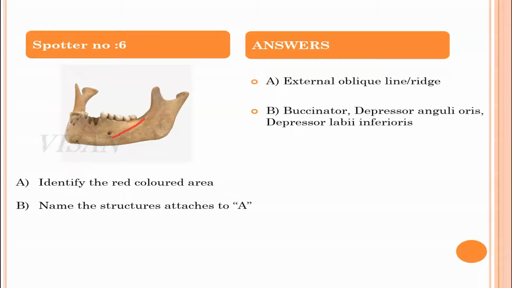Here the B subdivision carries 2 marks. So you have to write all the muscles attached to the line. So you have 3 muscles: buccinator, depressor anguli oris and depressor labii inferioris. If at all you have changed the order, it's okay. You can give marks.